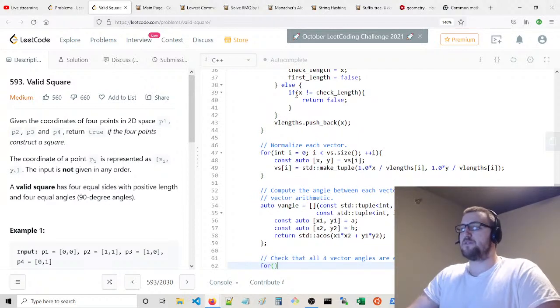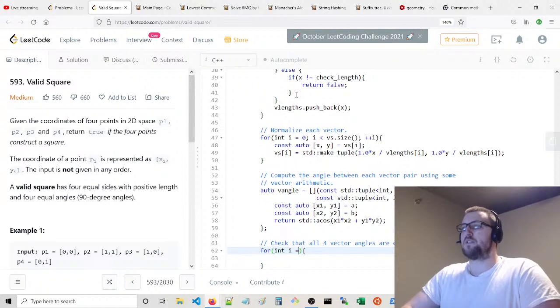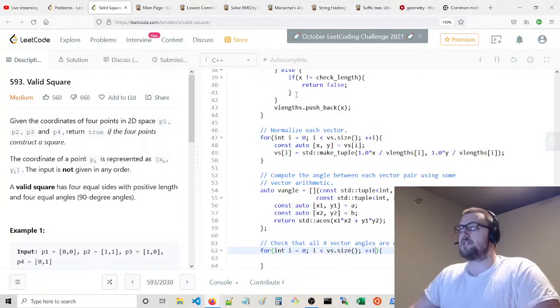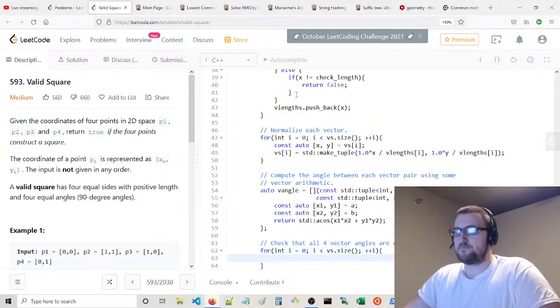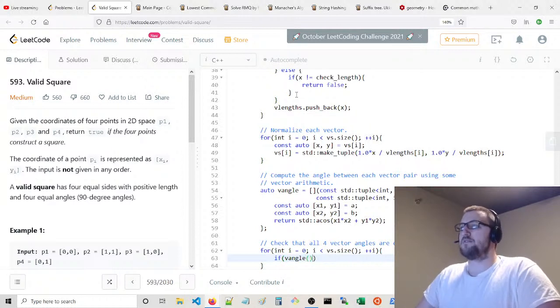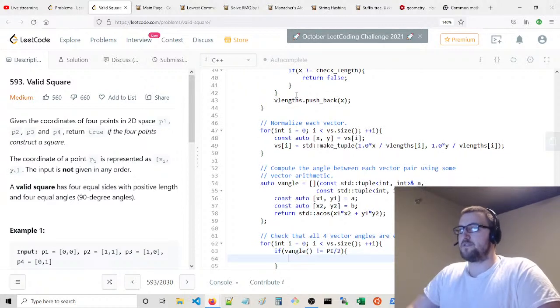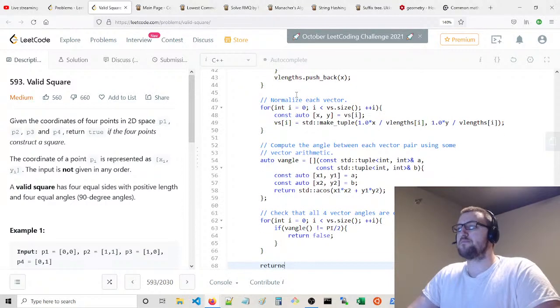So we'll say for int i equals 0, i is less than 4, or really it's vs dot size plus i. We'll say if v angle is not equal to pi over 2, return false. And then at the end of it, we return true.